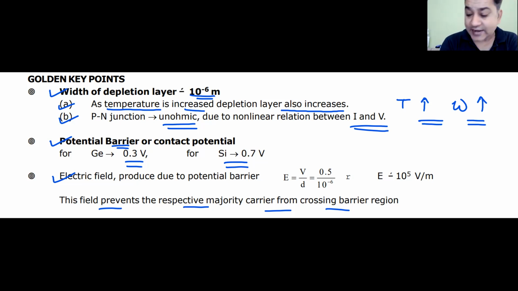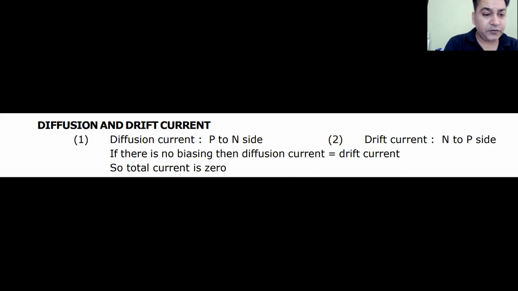Now, there are two types of current that you must understand. The first type of current is known as the diffusion current. Remember, when we talk about current, we talk about the direction of current. In which direction does the current flow? If we talk practically, electrons are flowing inside the circuit, so the direction of current must be the direction of flow of electrons. But that is not how we take the direction of current. Do we remember this? Yes or no?